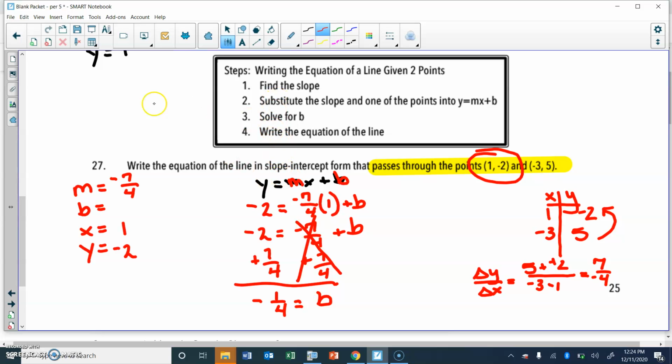All right. Guess what? We have an m and a b now. So my line is going to be y equals -7 over 4 x minus 1 over 4. That's my final answer. That is the equation of the line that passes through the points (1, -2) and (-3, 5). Okay? All right, so hit pause if you have to go back and listen again. Otherwise, I'm moving on.